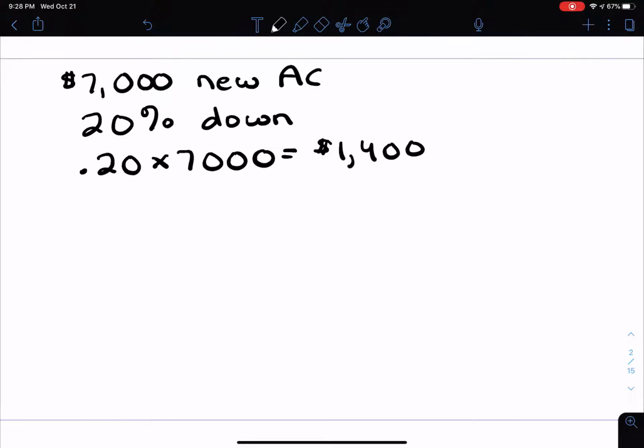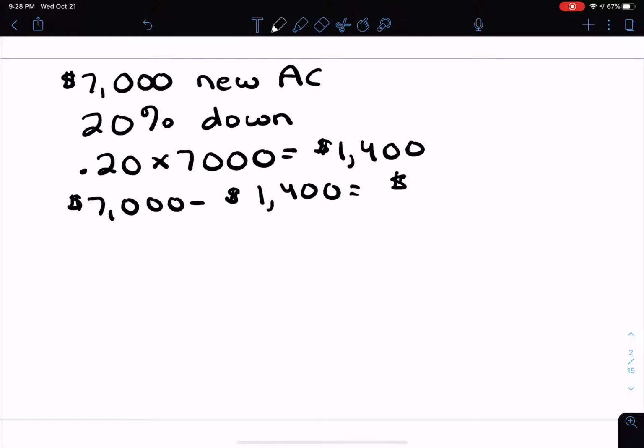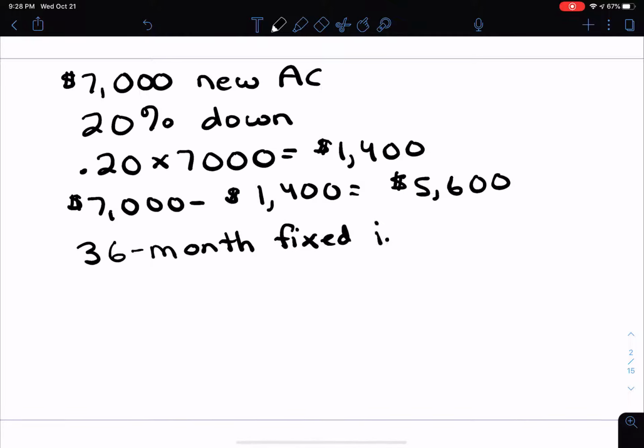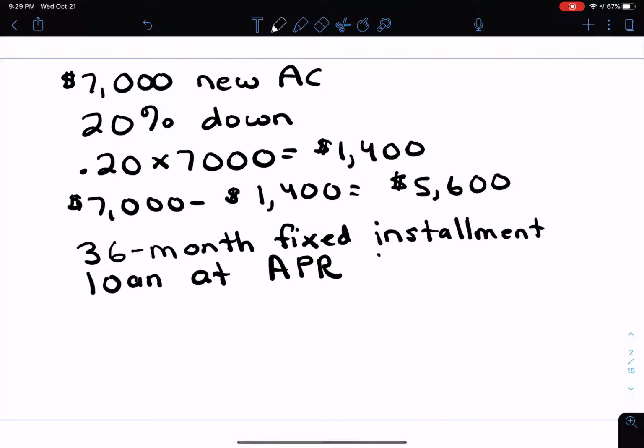But the remaining balance needs a loan. So 7,000 minus 1,400 gives you 5,600. So this gentleman's going to take out a 36-month fixed installment loan for this, at an APR, annual percentage rate, of 5%.